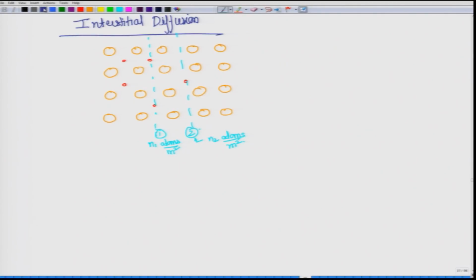Now, diffusion, why does the diffusion take place? What is the fundamental theory behind it? It is called the random walk theory.